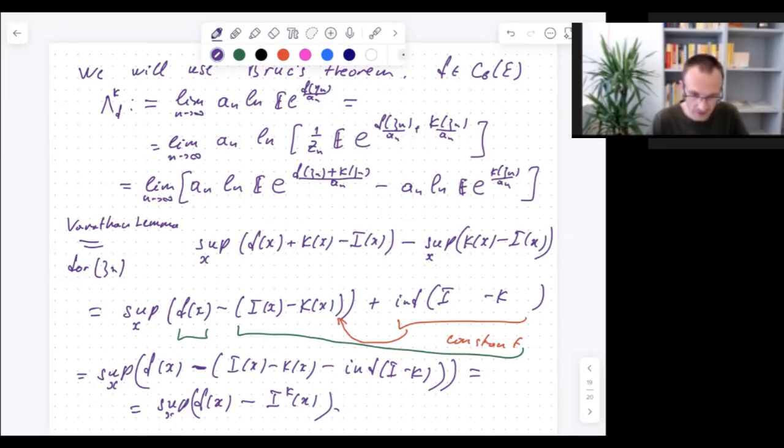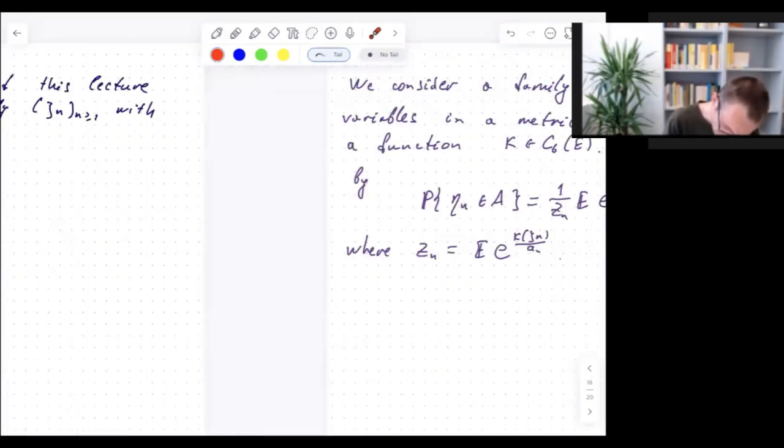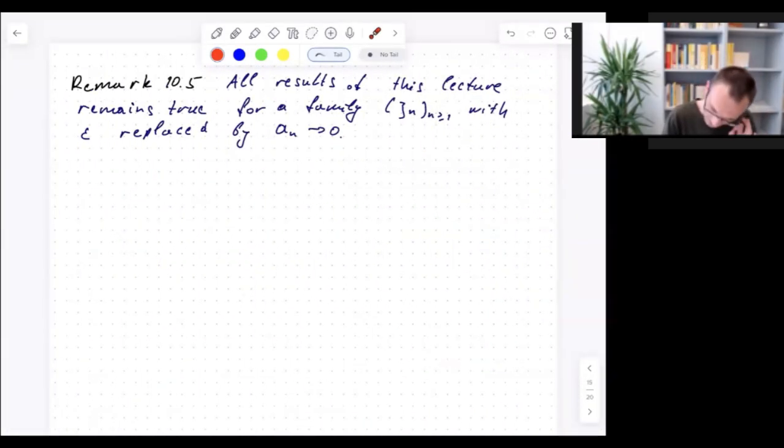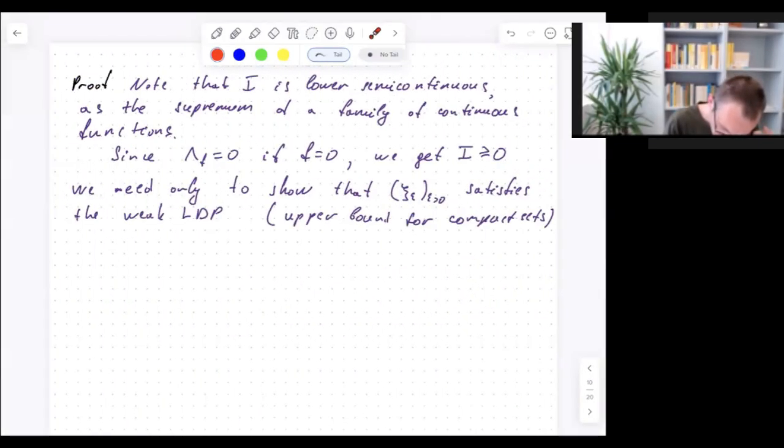And then I want to leave this as an exercise for you, to see that this expression is equal to the supremum of this. And it is exactly the expression that you would see in the Varadhan lemma for the random variables eta n if they satisfy the large deviation principle for this rate function. So for you as an exercise, and in the lecture notes it is also formulated as an exercise, I will give you that as a homework exercise, where you have to precisely compute the following.